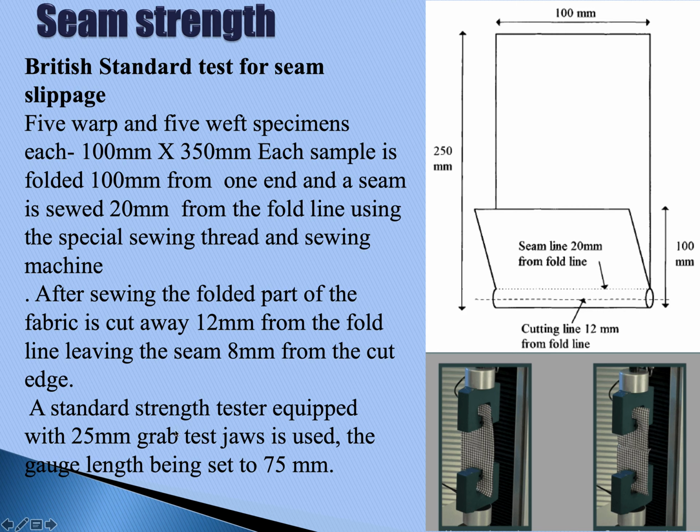This is shown here. A standard strength tester equipped with a 25 mm grab test jaw is used, and the gauge length is set to 75 mm. The gauge length is the separation between the top and the bottom jaw, which is kept at 75 mm here.